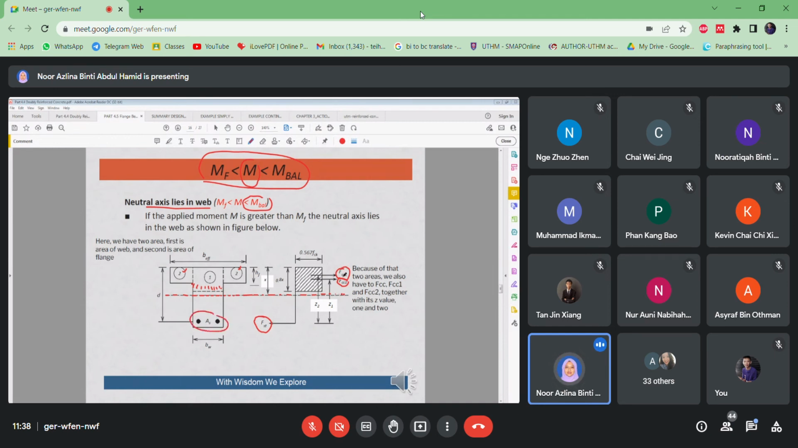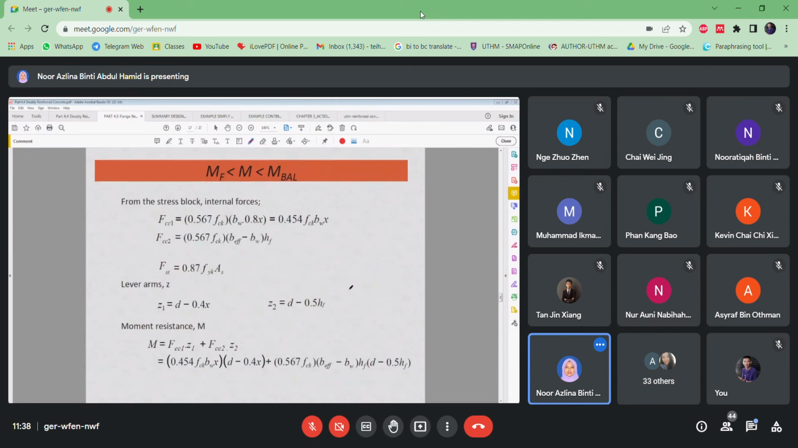Tapi FCC ada dua, FCC1 and FCC2. FCC1 for the web and then FCC2 for the flange. Both of them are still concrete in compression. So that means there will be two forces here. The basic concept is still the same: FCC1, FCC2, and FSC. That means there will be three internal forces.